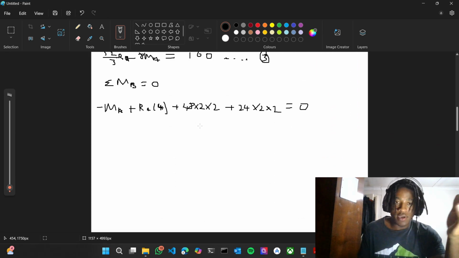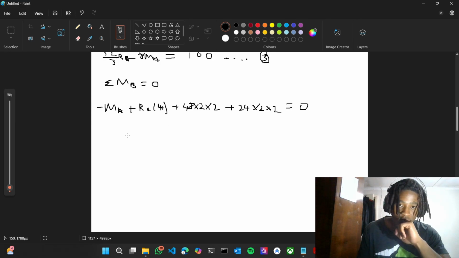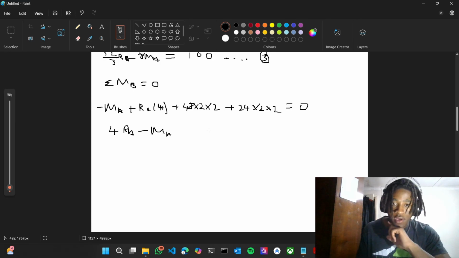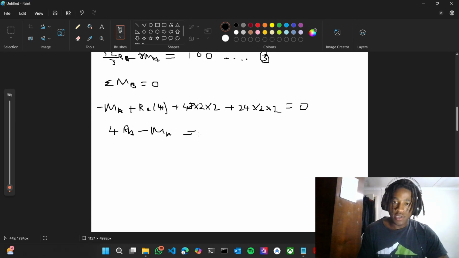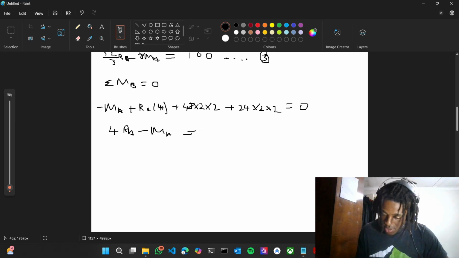Now let's evaluate this. Let's simplify it. So we'll have 4RA here minus MA, and if we take both of these to the other side, them being numbers, actually I calculated this already, let me not even do that again. So it's going to give me 96, and this is equation 4.